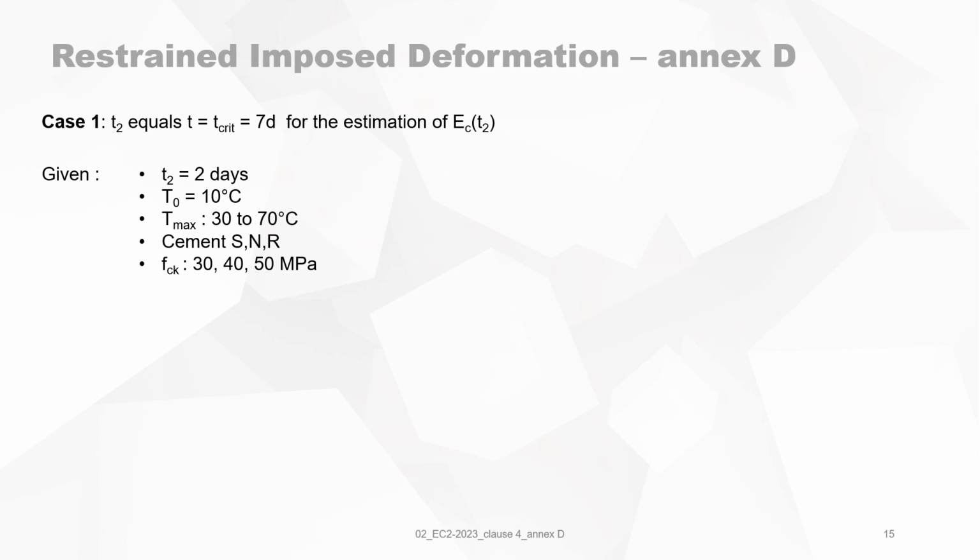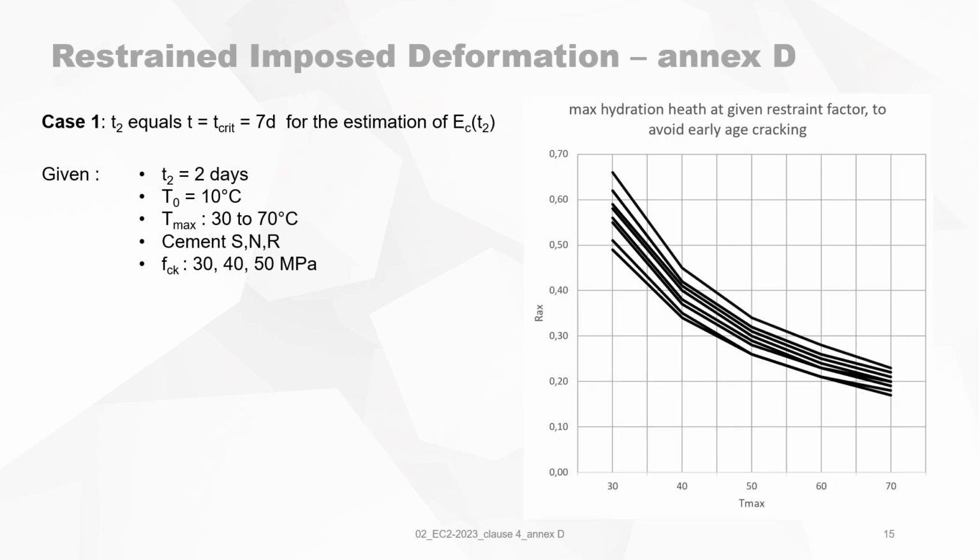Now we rearrange the formulas, and we are going to take again the two cases like the previous one. But what we are going to do now is calculate the maximum hydration heat that is allowed to avoid early cracking. In the sense that we calculate the maximum hydration heat where the cracking risk is smaller or equal to 1. And we do that for different cases.